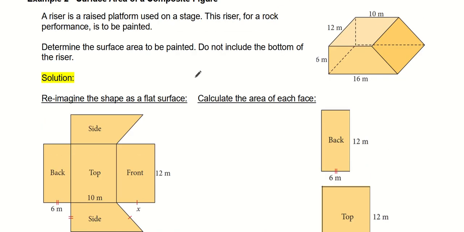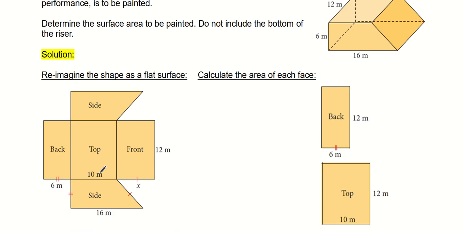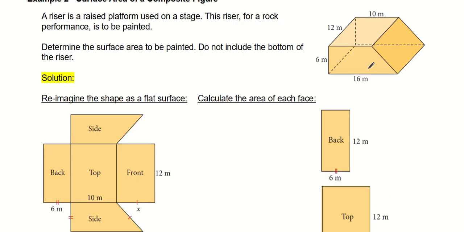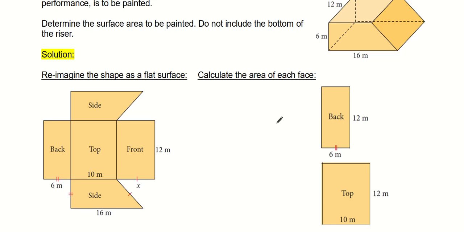So you have to imagine this flat. I drew it here, but if you're not given the shape, you're going to have to draw it yourself. You have to look at this and imagine it flat. And remember, there's no bottom part, so we're not even taking that into consideration. So we're going to calculate the area of each face. I have this back here, and I'm going to calculate the area of that first.